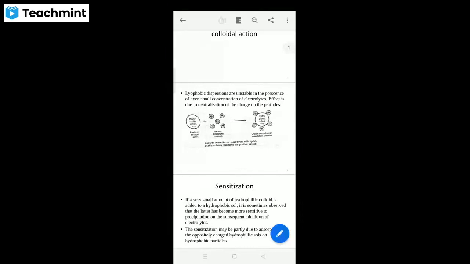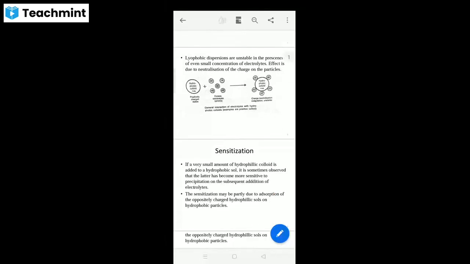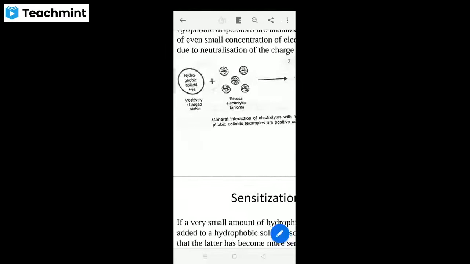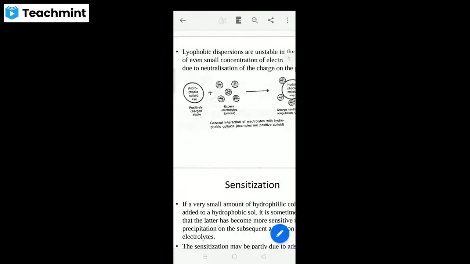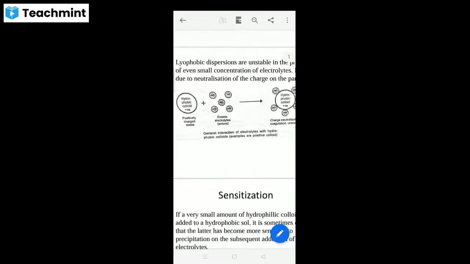So it has been told that the presence of electrolyte in the lyophobic dispersion may create coagulation. The effect is due to neutralization of the charge on the particle. Okay, so the next term that comes into existence is sensitization. As you can see in the diagram, carefully see the diagram. Hydrophobic colloid, positive charge. Earlier it is stable. Now some electrolytes we have added.